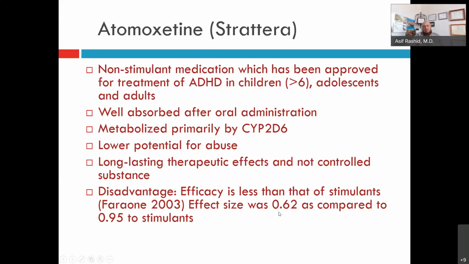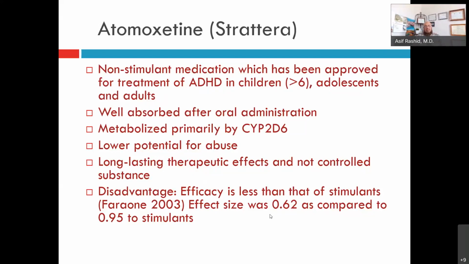Efficacy is less, 0.62 as compared to 0.95, which is the effect size. So it's a little bit less effective than the stimulants. Most of the people who take stimulants respond positively. With atomoxetine, about 60 to 70% of people responded positively. And you have to get to the higher doses quickly. And sometimes there's a tolerability problem with this. And then obviously the cost is another problem.